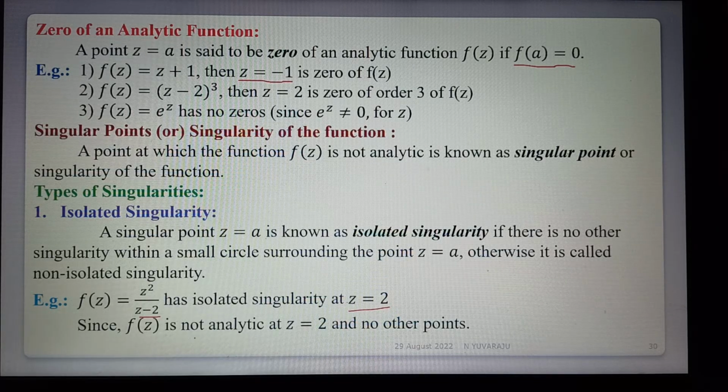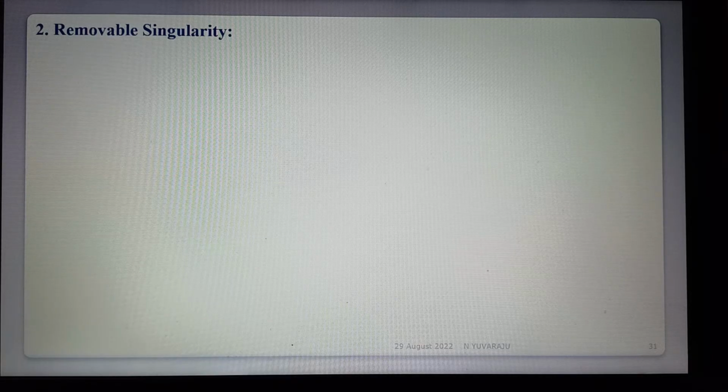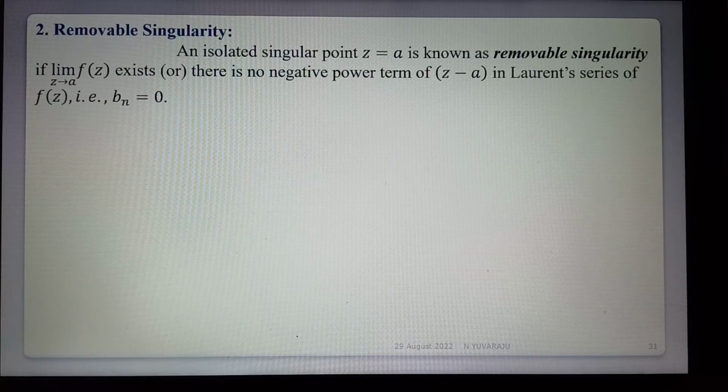Since f of z is not analytic at z equal to 2 and no other points. Second type of singularity, removable singularity. See the definition. An isolated singular point z equal to a is known as a removable singularity if limit z tends to a of f of z exists, or there is no negative power term of z minus a in the Laurent series of f of z, that is bn is equal to 0.